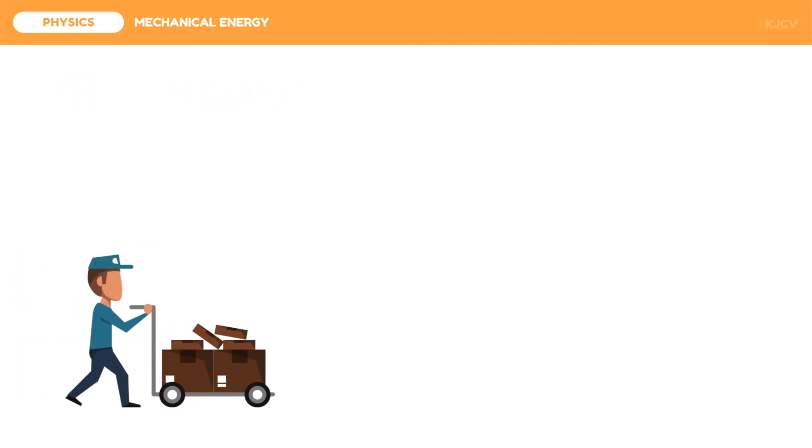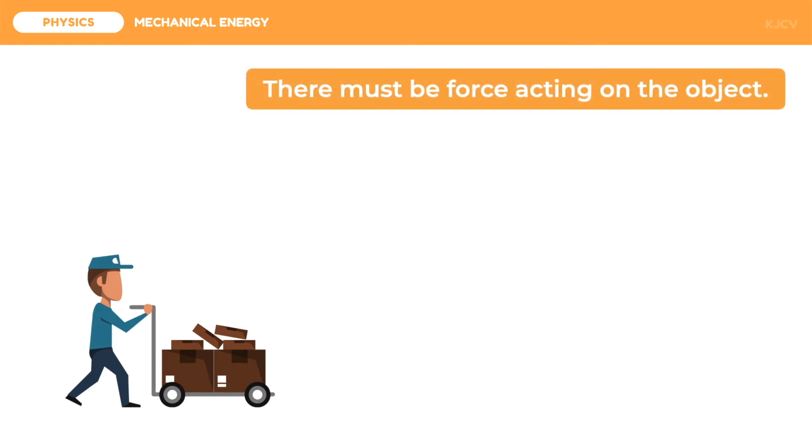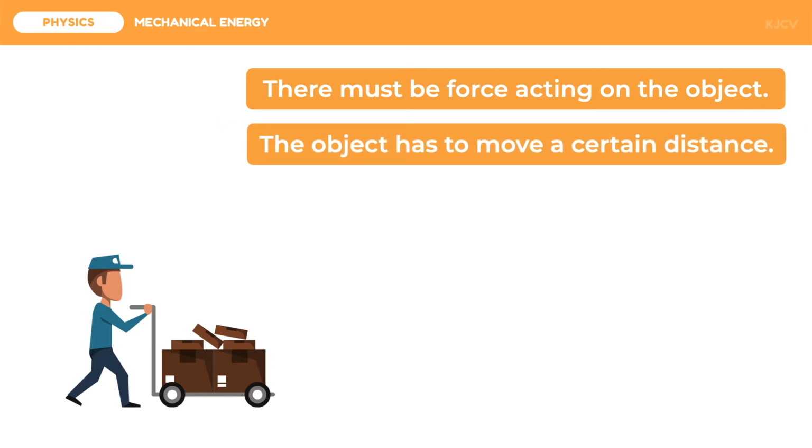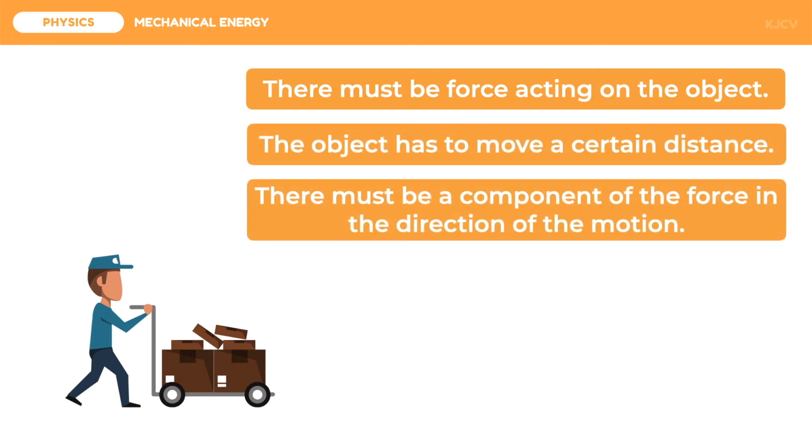Let us start this lesson by looking at how this man does work by pushing a cart. For him to do work, he must exert a force on the cart. Second, the cart should have a change in displacement. And lastly, the force exerted on the cart must be in the same direction with the motion of the cart.